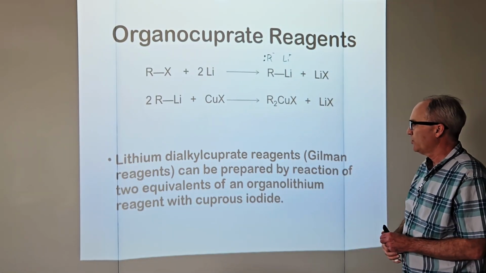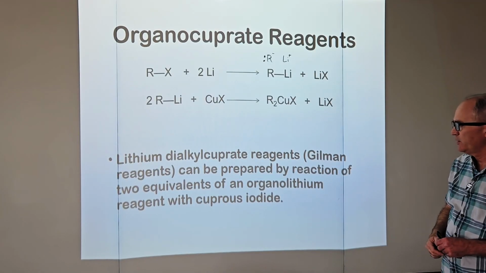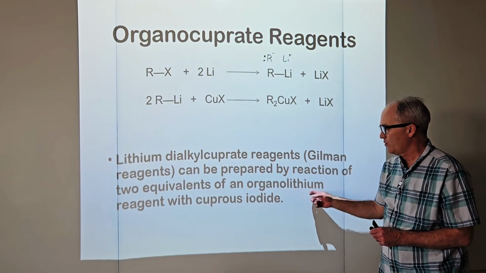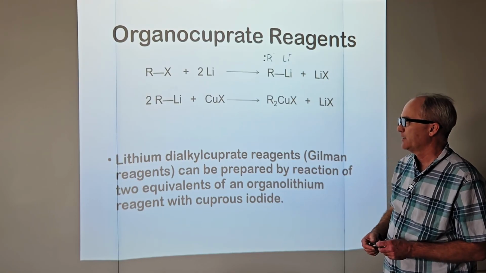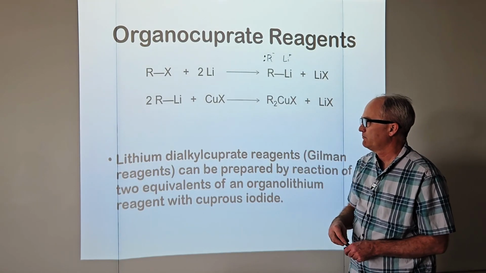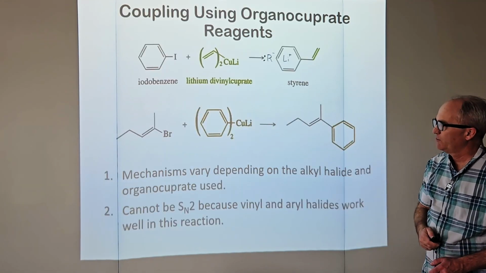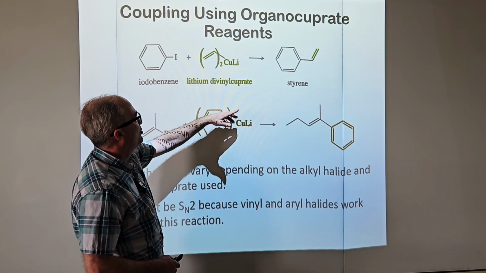Lithium dialkyl cuprate reagents, also called Gilman reagents, can be prepared by the reaction of 2 equivalents of organolithium reagent with cuprous iodide. It's probably all iodide, even though the X implies we could have the bromide. Not a big point there. So here's our lithium divinyl cuprate.